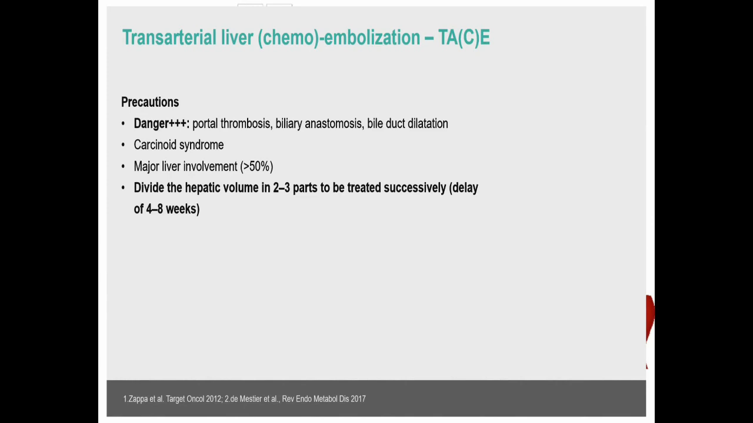Of course, this is very dangerous in patients who have portal vein thrombosis and should not be performed in those patients. Same contraindication for biliary anastomosis, due to the risk of biliary abscess and bile duct dilatation. In pancreatic tumors it's very rare to have a carcinoid syndrome, but this should be monitored very carefully. You should also be very careful in those patients who have major liver involvement. It's not a strict contraindication, but in this situation, the experienced radiologist should probably do partial and sequential liver embolization.